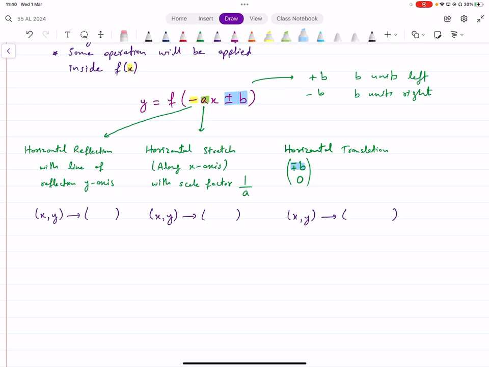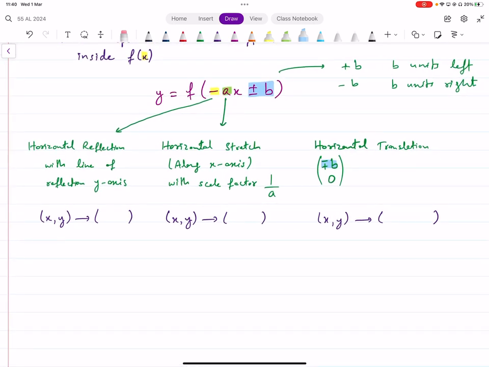If you have plus in the function, you have minus in the vector. If you have minus in the function, you have plus in the vector. It's the other way around. Any questions on this?